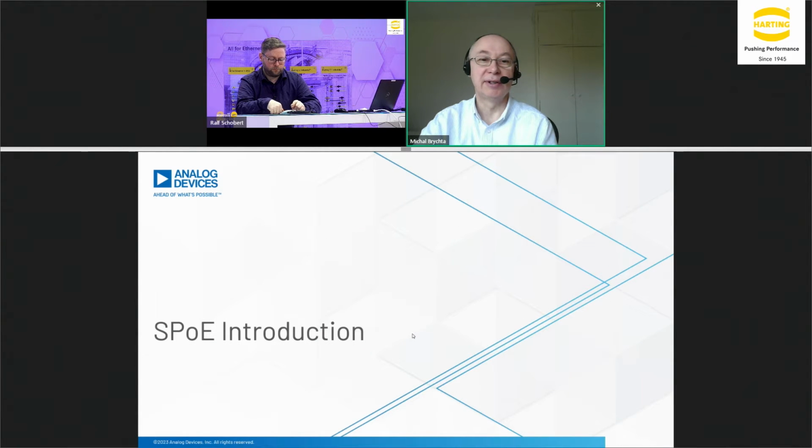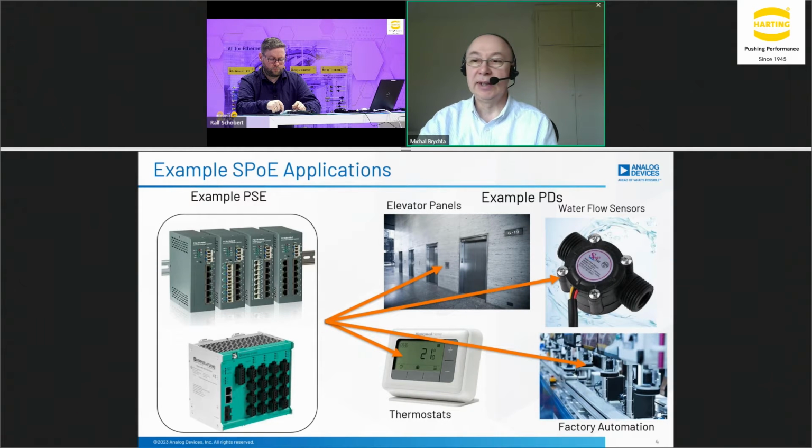So first, a little bit of introduction. Where do we see the SPE application, and the same for the power for these applications? So the idea is over the same cable you can take power from the device controller and power another device. So the source of the power will be typically switches or controllers, and the devices that will be enjoying the power will be something like elevator panels in the buildings, thermostats, different sensors in the process or in the factory applications.